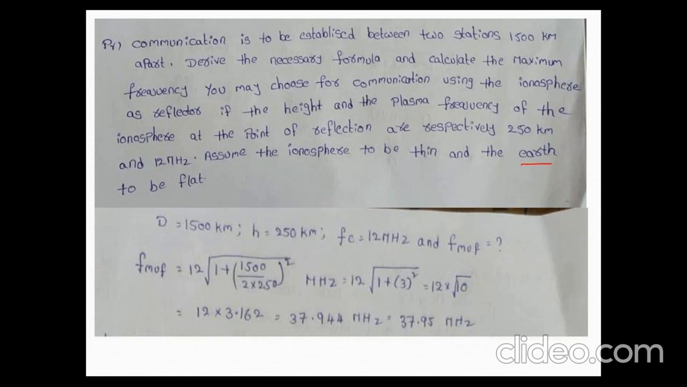So substituting D and H values, 1500 kilometers and 250 kilometers H, we will be getting 3 left in the brackets. So 3 squared is 9, 9 plus 1 is 10, 12 root 10, 12 into 3.162, which is 37.94 or approximately 37.95 megahertz. Okay, this is the problem.